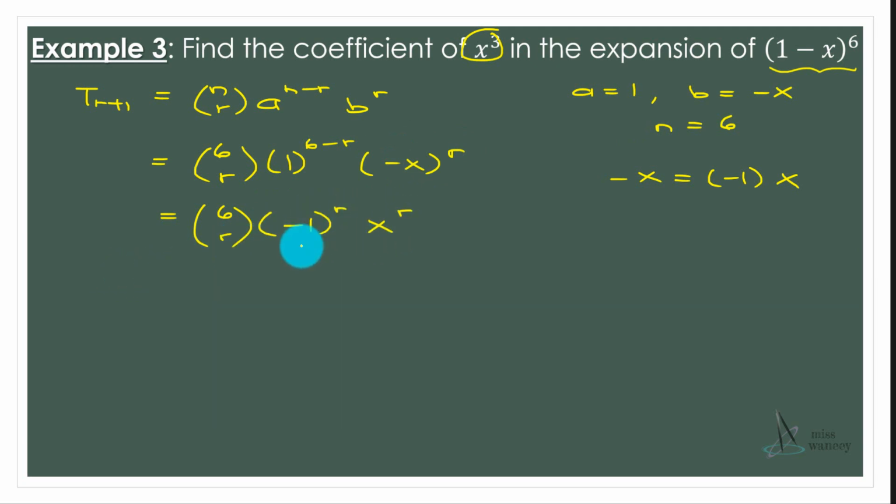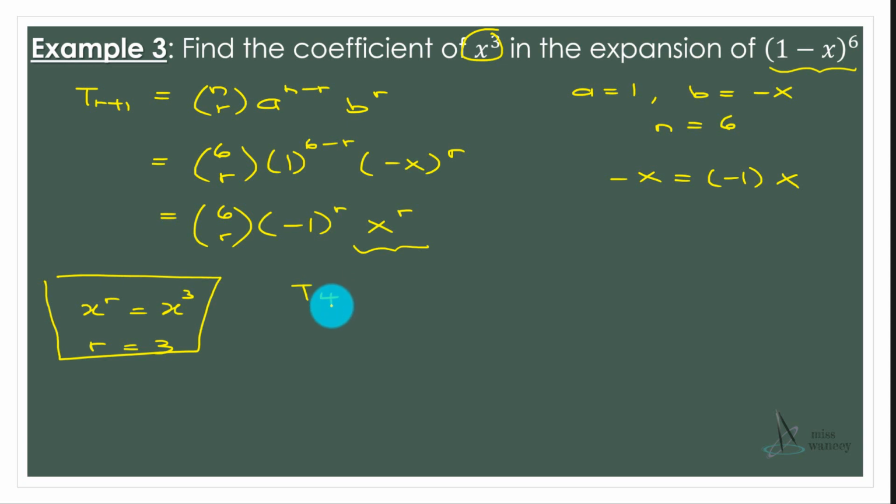Okay, so now let us check, do we have any x in front here? No more x, so that means I should compare x to the power of r with x cubed. So x^r equals x cubed. If we compare them, that means r should be equal to 3. Okay, so substitute with r equal to 3, so T4. So this is 6C3, negative 1 to the power of 3, and then x to the power of 3.